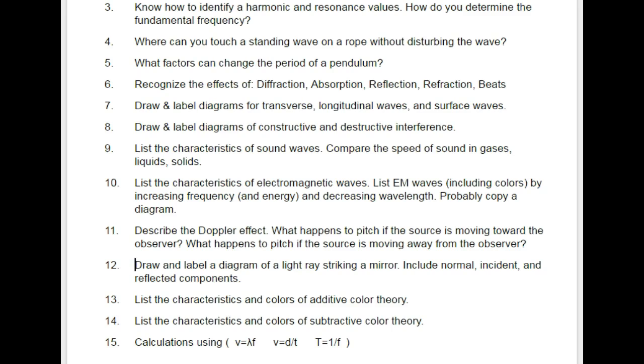Number 13, list the characteristics and colors of additive color theory. List the characteristics and colors of subtractive color theory. You need to make sure you understand which one is related to white light and the 3 colors that go with that. And you also need to recognize which ones are related to paint and pigment and which colors are related to that.